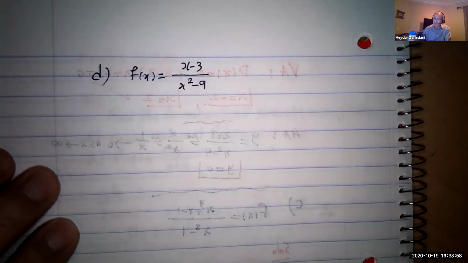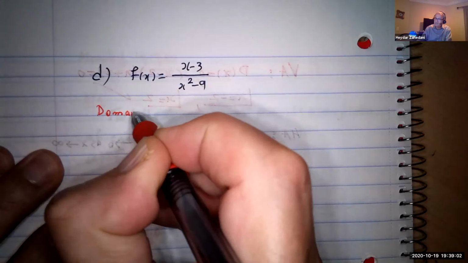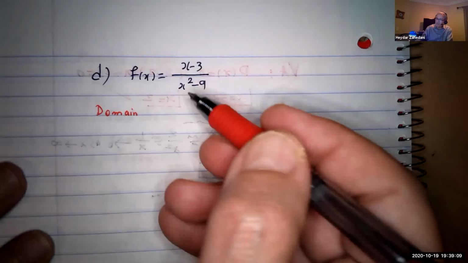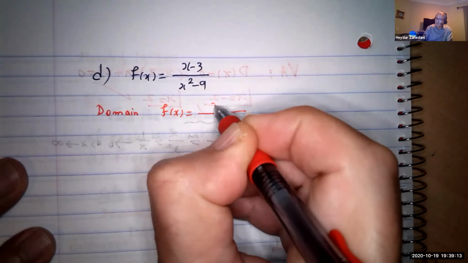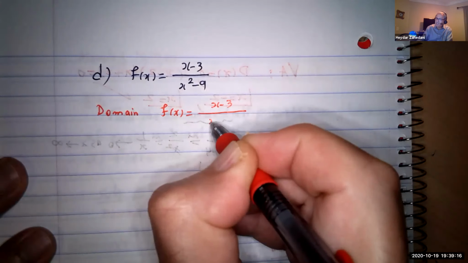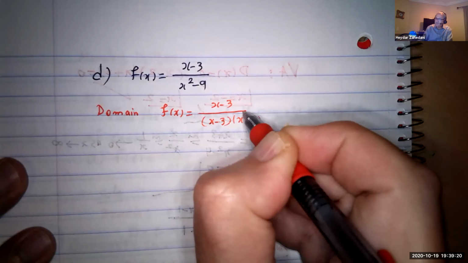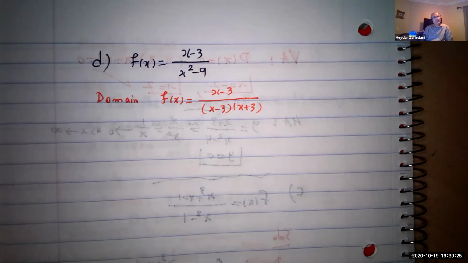Domain first. Without domain, you're not going to go on. Domain first. To get the domain, we have to factor it, okay? So factor the bottom one, you see. F of x equal to x minus 3, over x minus 3 times x plus 3. You must make sure that you don't simplify it now. Some people simplify that. If you simplify now, your domain would be different and you will lose everything.